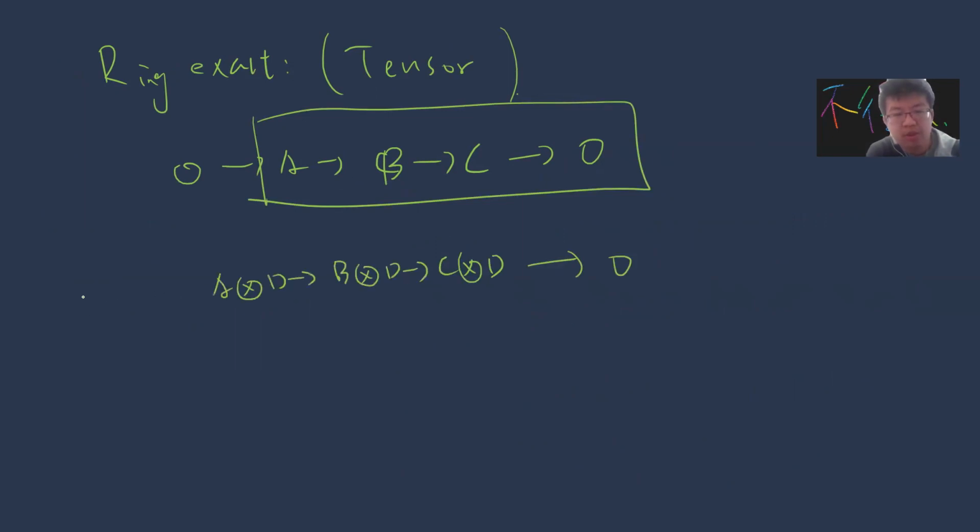Then it will be this, and this may not be exact. The tensor is right exact, and if you learn about cohomology or the derived category, you can try to make this left or right exact, and then you will get something called a torsion group, and the higher Ext group or higher torsion group, which comes from this.